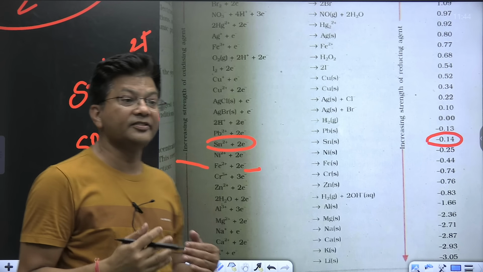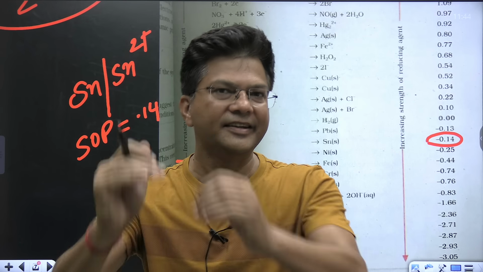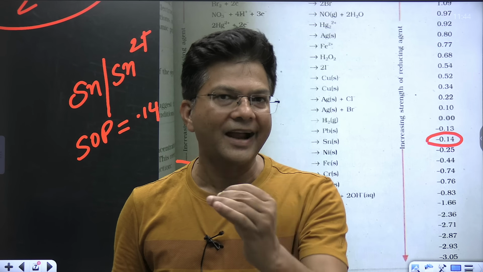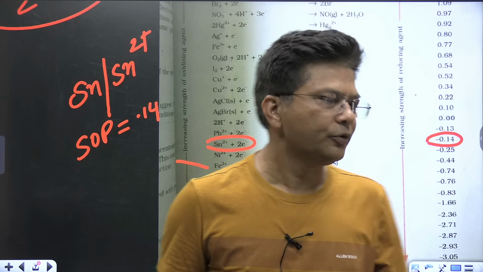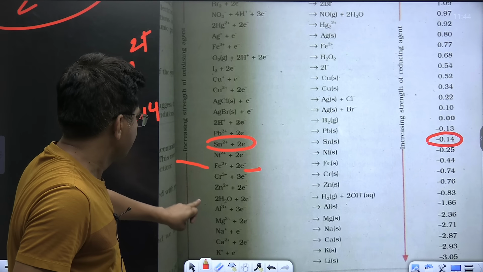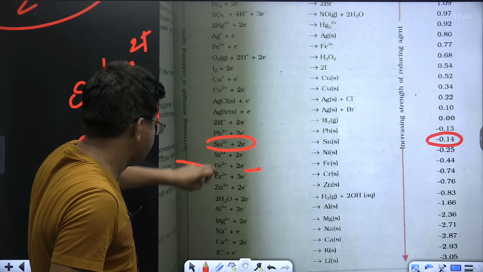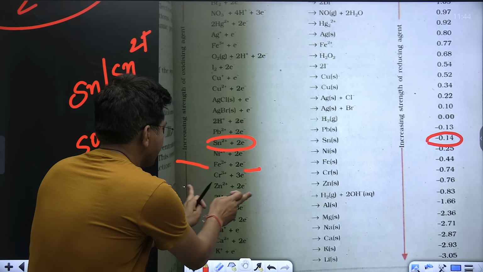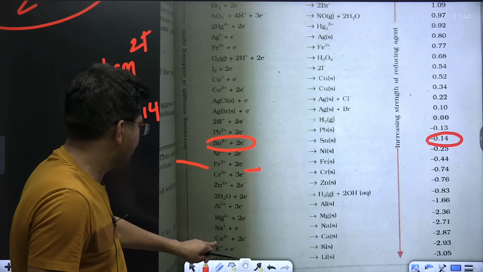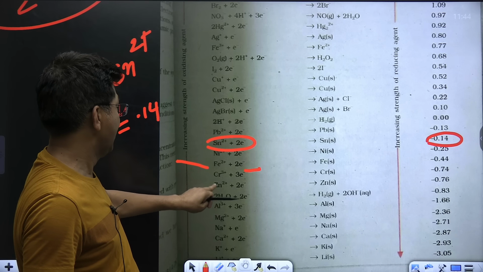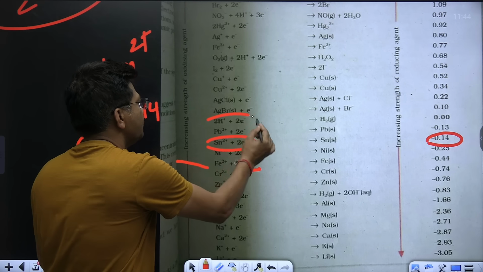That means this element has the ability to produce nascent hydrogen when it reacts with any acid. Are you getting my point? One thing I would like to say: if I talk about the electrochemical series, it starts from lithium, potassium, calcium, sodium, magnesium, aluminium, like this. Tin is very close to hydrogen.